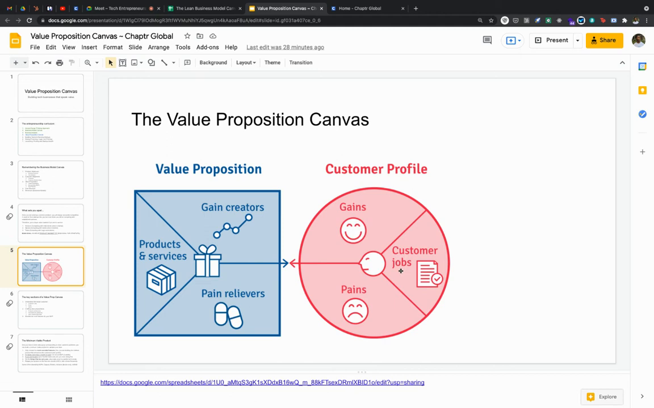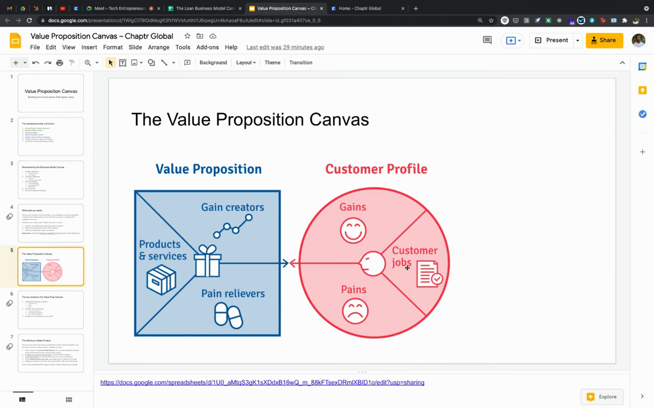Okay, now let's talk about the value proposition side, right? Now, once you understand the customer profile, now you can map out the value proposition. And this value proposition corresponds to this. So the products and services I'm trying to ideate correspond to the customer jobs, right? So if the customer job that people want to do is to learn data science and to learn software development, then my product and service here will be a data science bootcamp or a software development bootcamp.